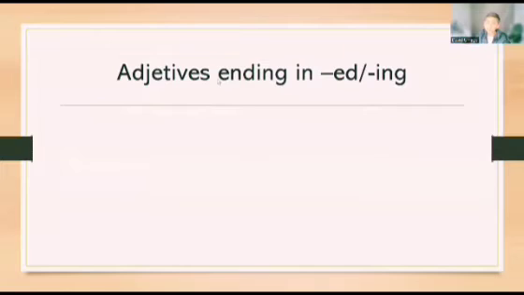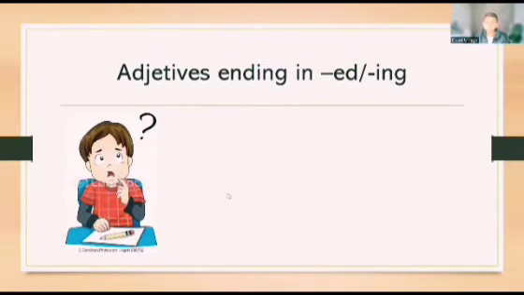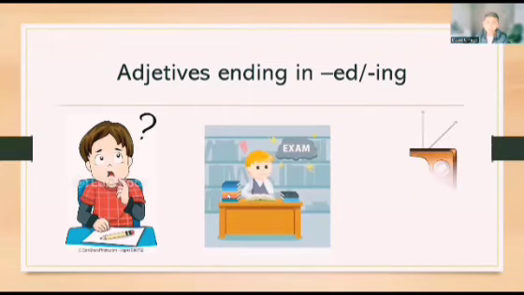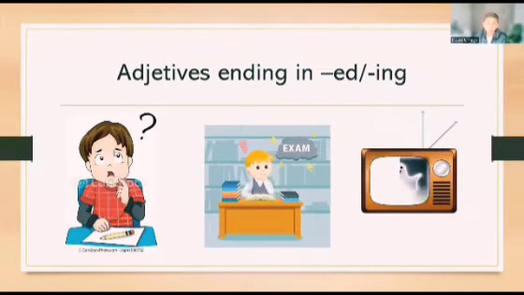Then adjectives ending in ed and ing. This topic is a little bit confusing, but I'm going to try to explain it the best that I can. First, adjectives ending in ed, we use to express emotions of people or someone, for example. The examples are: he is confused, he is worried, and the ghost is surprised.